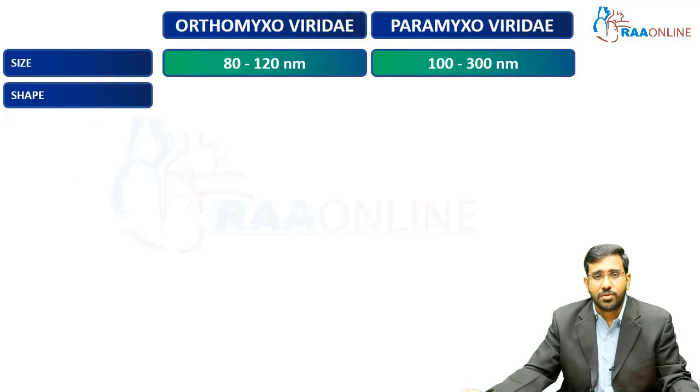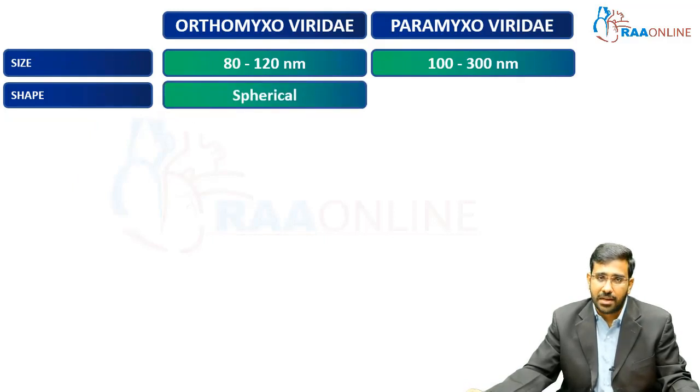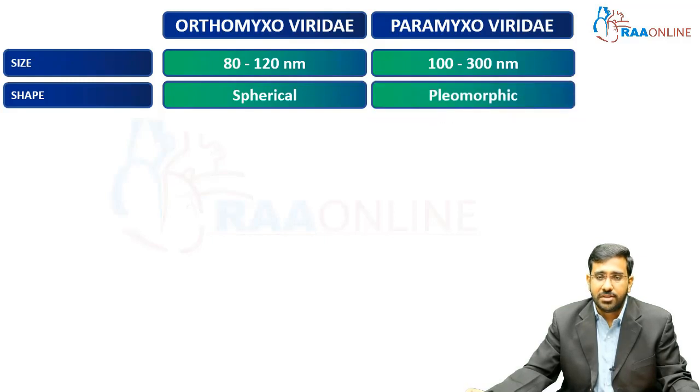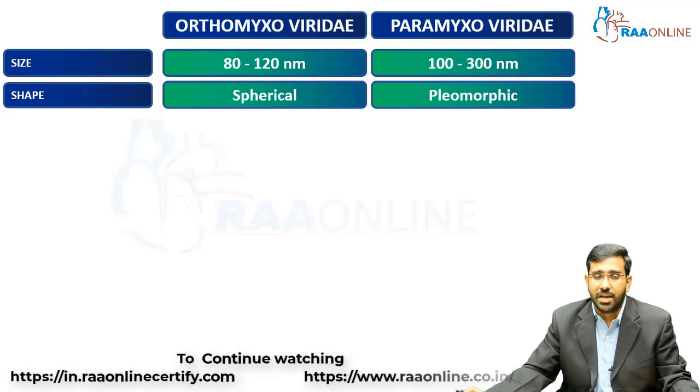So with this, we are going into the shape. The shape of the orthomyxovirus is going to be spherical, and in case of paramyxovirus, it's going to be pleomorphic. So certain viruses may appear like a filament, certain viruses can appear as a round form, and a certain virus can appear as an elliptical form. Those are the various morphological forms. Pleomorphic in the sense it's not going to be the same size and shape. The particular size and shape is going to get altered in different viruses.